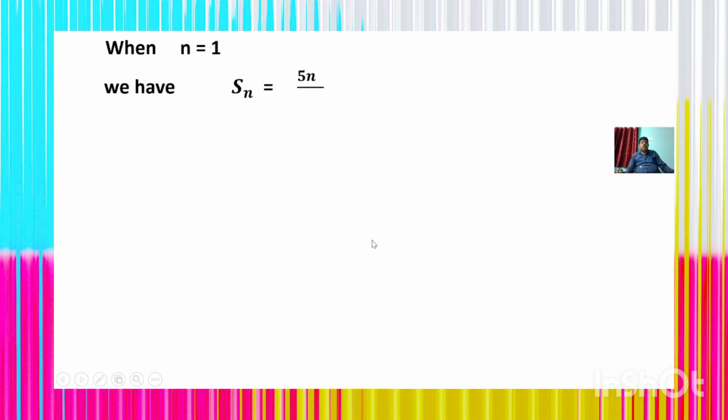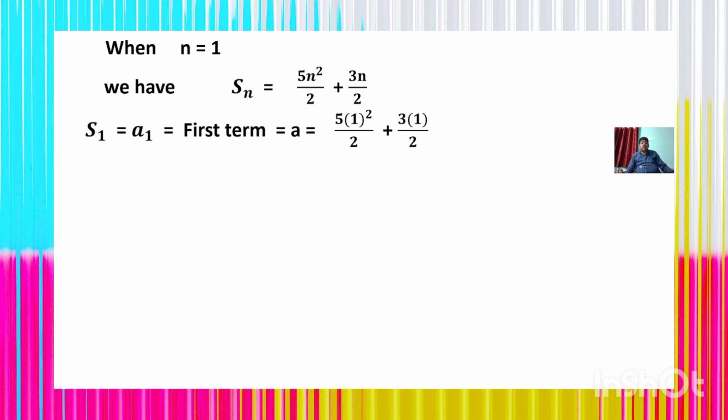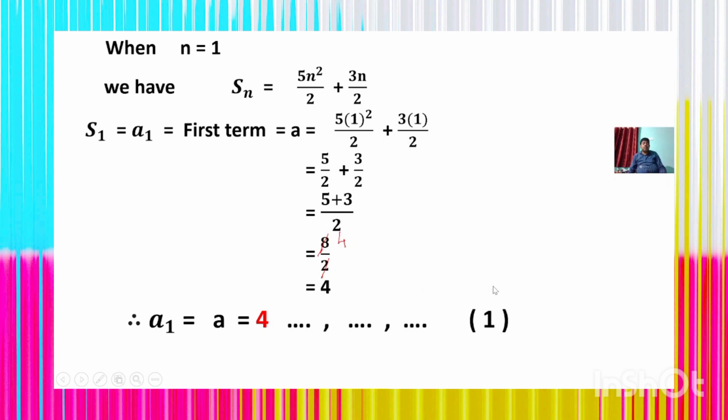When n is equal to 1, by putting the value of 1 in the expression Sn is equal to 5n square by 2 plus 3n by 2, we shall get S1, which is the first term, which is A1, which is 5 into 1 square by 2 plus 3 into 1 by 2, which is 5 by 2 plus 3 by 2, 5 plus 3 by 2, which is 8 by 2. After cancellation, it will be 4. Thus the first term of the AP, A1, is equal to 4.